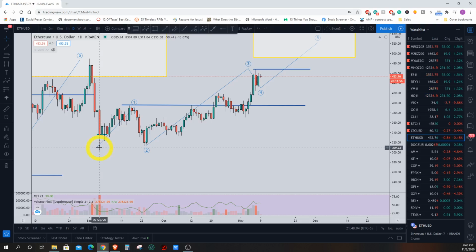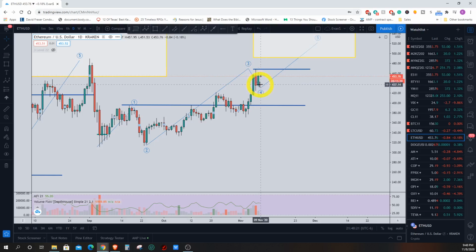Again, you can see down here, there's the 0, 1, 2. And then you see a lot of noise in here. Then it finally broke up to the upside, had the pullback right down here, and the pullback did not break down in here into the first wave, so it is valid. And now we're waiting for it to, if it does go up here and hit the fifth wave.